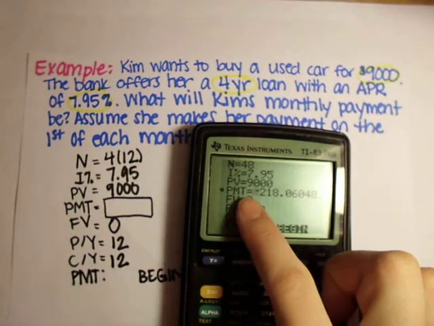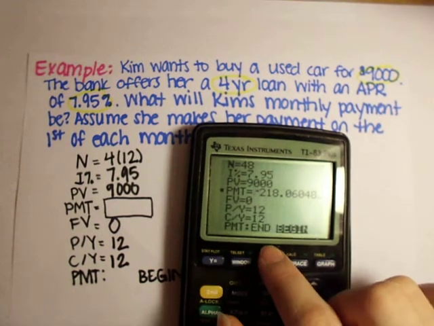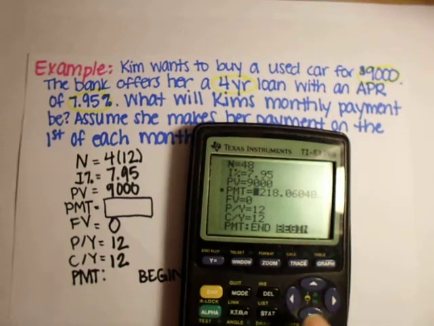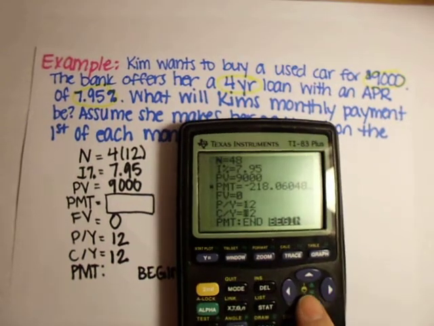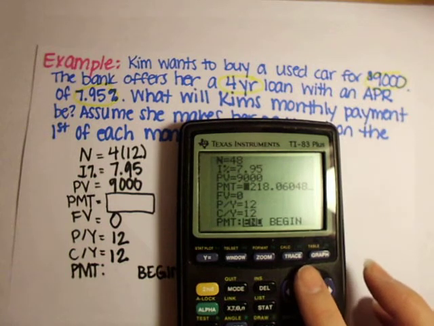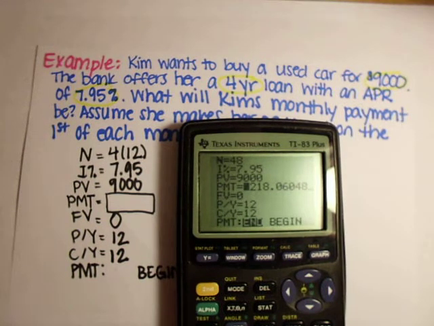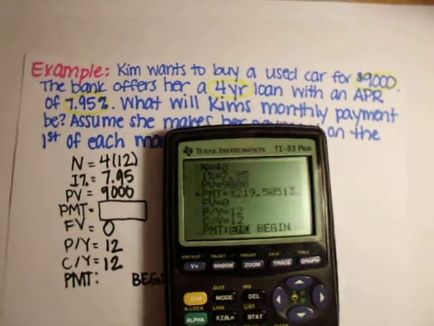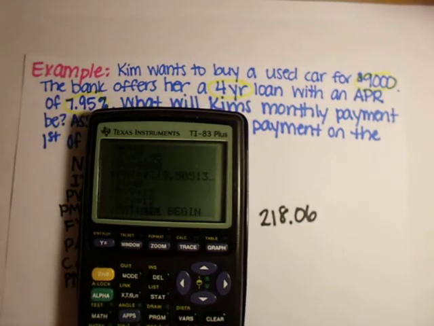It is negative because those are going to be her payments per month. Now, the reason end and begin is so important, see what happens if she would pay at the end of the month. If she paid at the end of the month, her monthly payments, we're going to do alpha, enter again to solve, would be a little bit higher. They'd be $219.51 actually. So it'd be much wiser to pay at the beginning of the month than the end of the month.